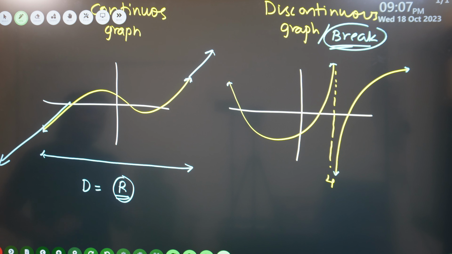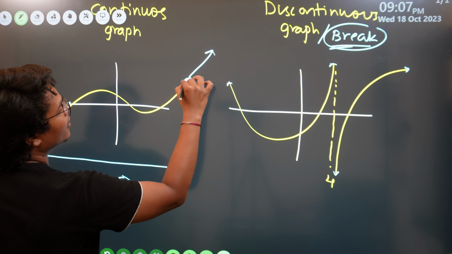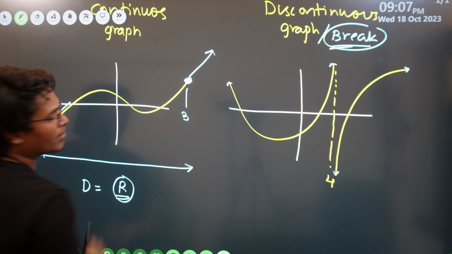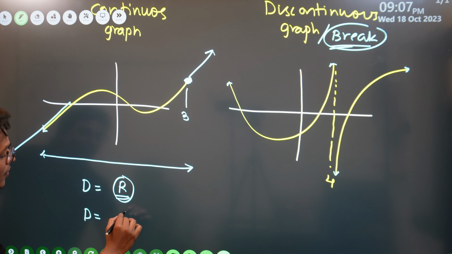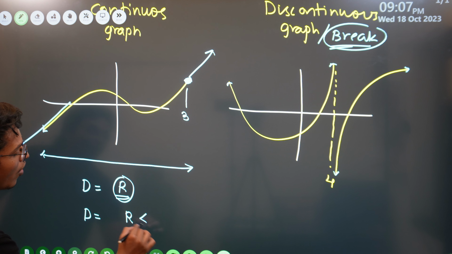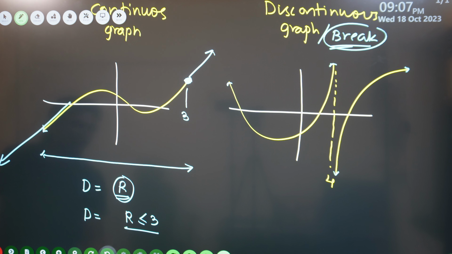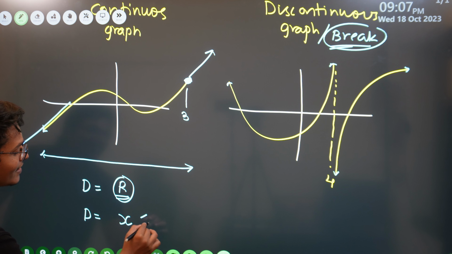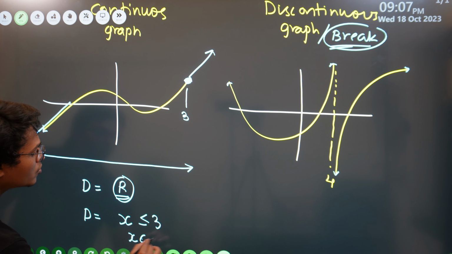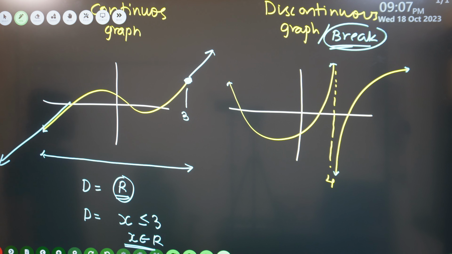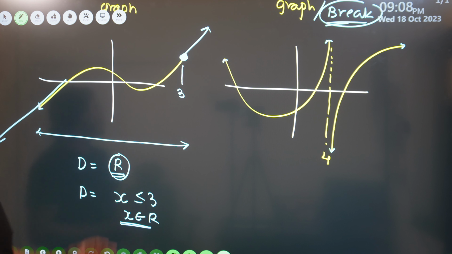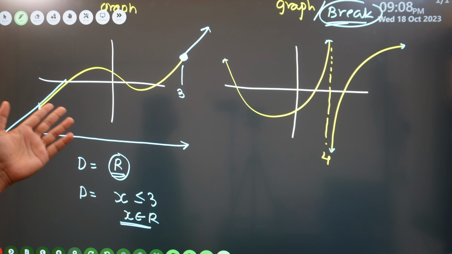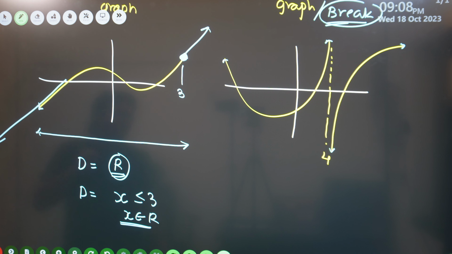Correct? If here there was a solid circle and this point was marked as 3, the domain of the graph would have been real numbers less than or equal to 3, or you can say x less than or equal to 3 where x belongs to real numbers. As there is no arrow and there is a solid circle, understood this one?